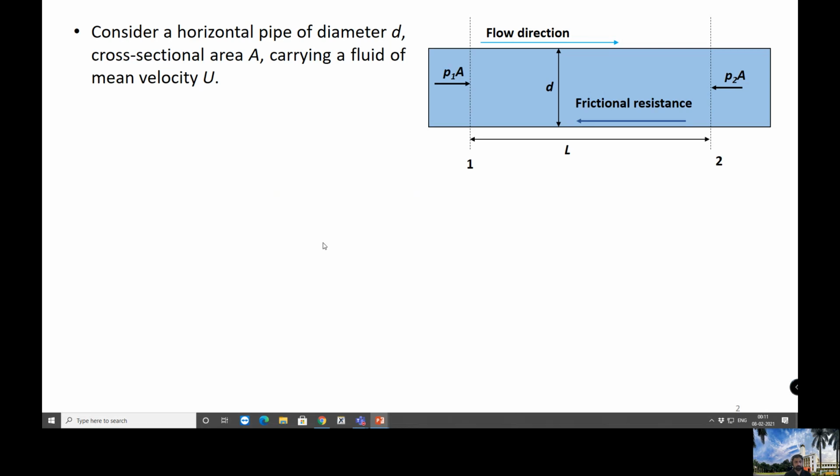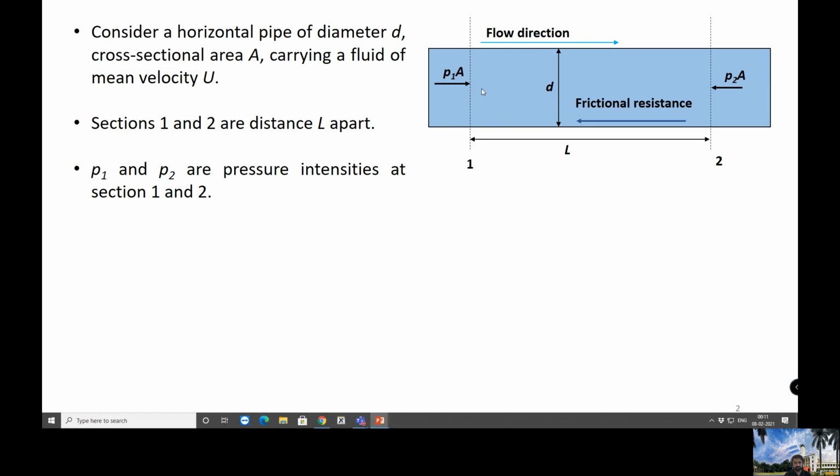So for the people who have not undergone the course, consider a horizontal pipe of diameter D, cross-section area A, which carries a fluid having a mean velocity u. This is the flow direction. This is the length in consideration. The area is constant, A. We assume two sections, section 1 and section 2, at a distance L apart. We also assume that P1 and P2 are the pressure intensities at sections 1 and 2. P1 is here, P2 is here.